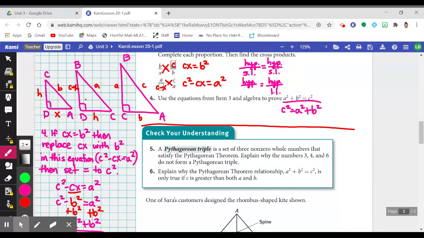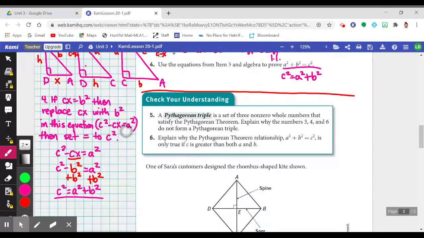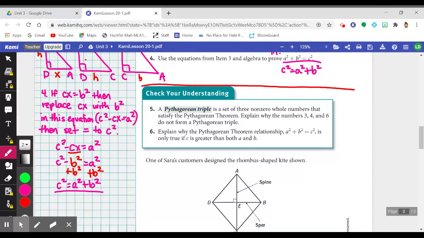values. So when we replace cx with b squared, now we want to make our formula set equal to c squared. So we will add b squared to both sides. It'll cancel on the left. And we get c squared equals a squared plus b squared, which is the Pythagorean theorem. So we have just proved this theorem. And my goodness, we are going to start using it to solve for missing sides of right triangles.